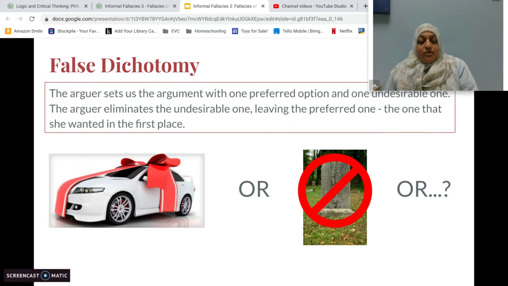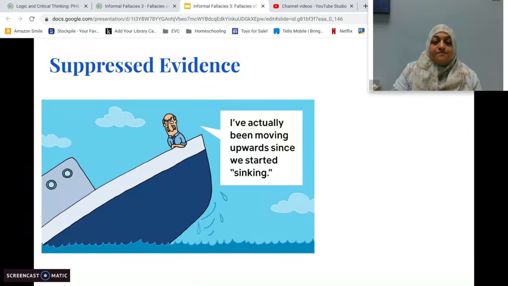But this is why it works. They set up the option that they want, and then one that's so bad that you're not going to choose it, leaving you only with the thing that they want. Okay. And then the third fallacy in this category is suppressed evidence. And suppressed evidence means that you only look at some of the evidence and you don't look at the rest of it.